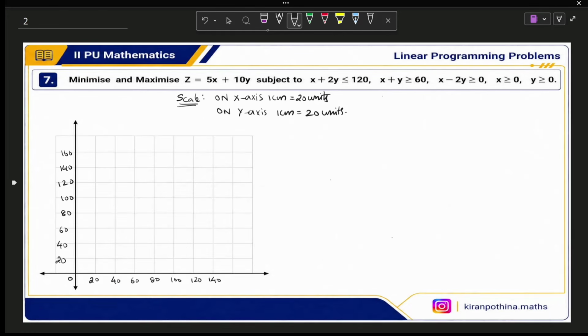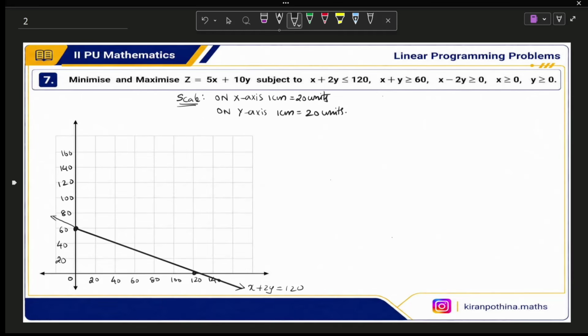So first line: 0 comma 60. This is 0 comma 60 and 120 comma 0. This is 120 comma 0. We will join these 2 points. Okay. So this is the first line. I will name it. What is that first line? This is x plus 2y equal to 120. This is our first line.